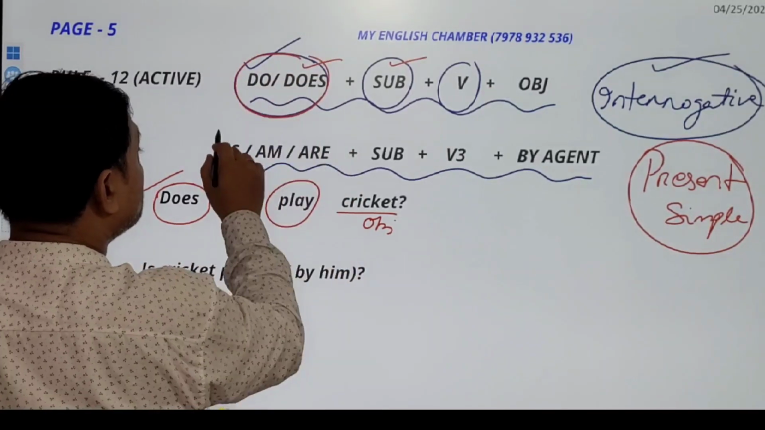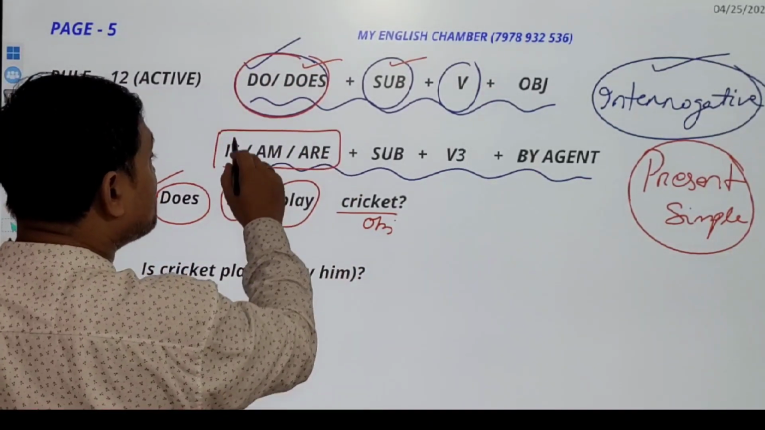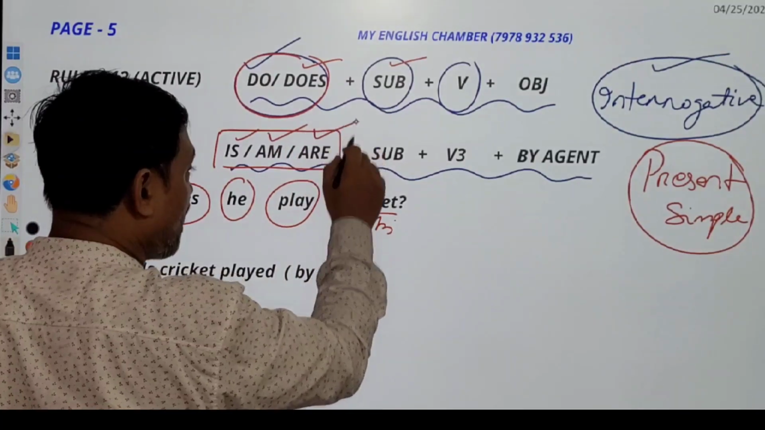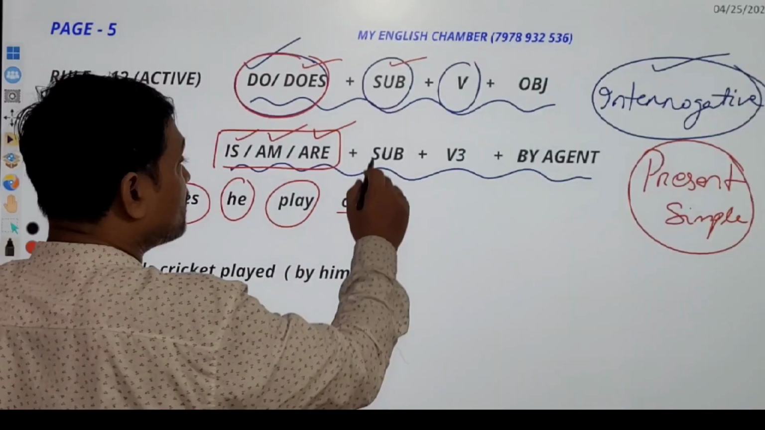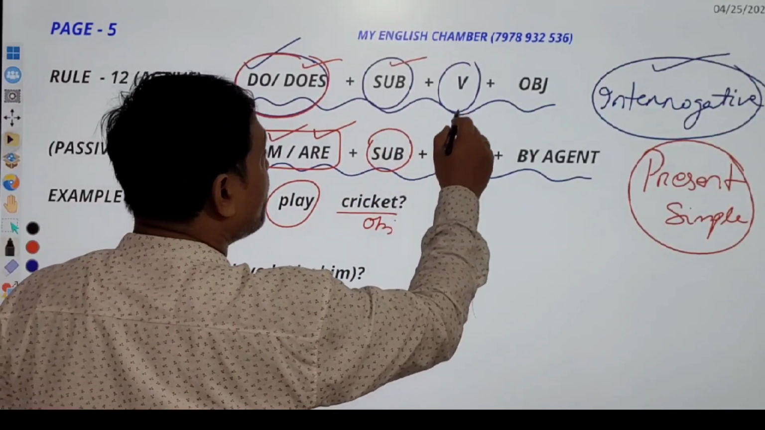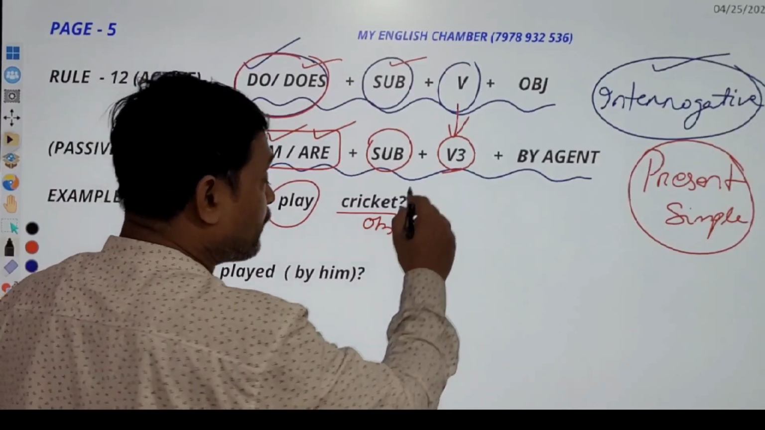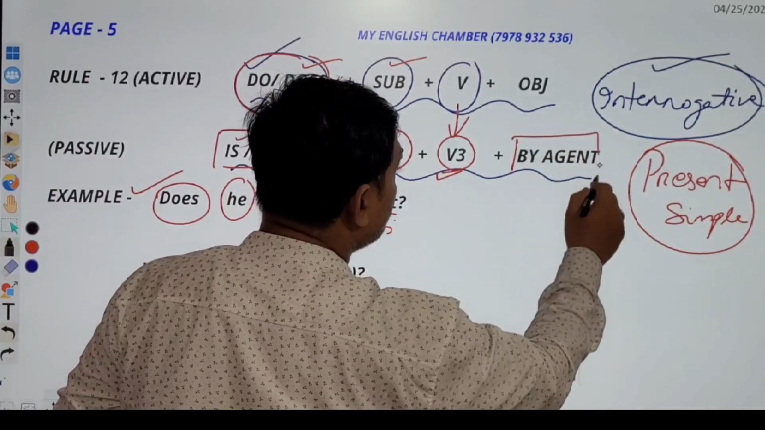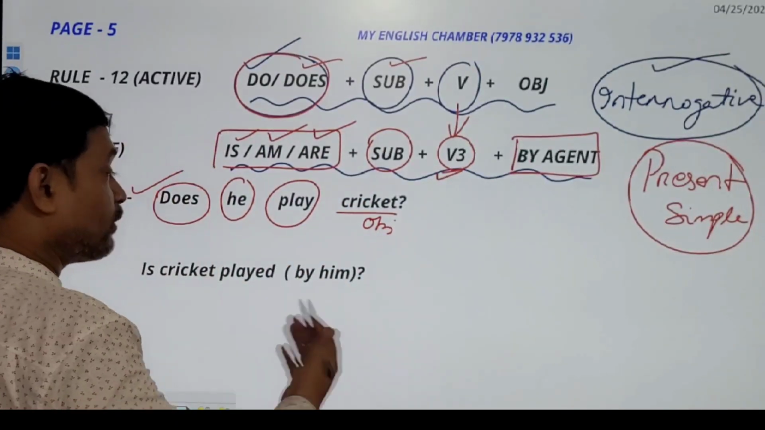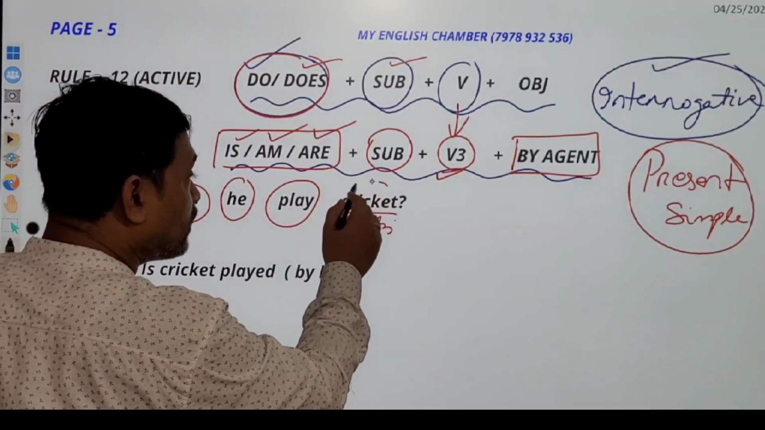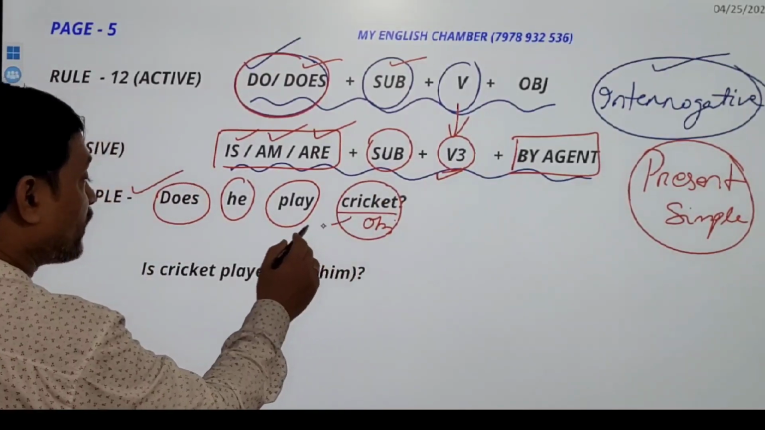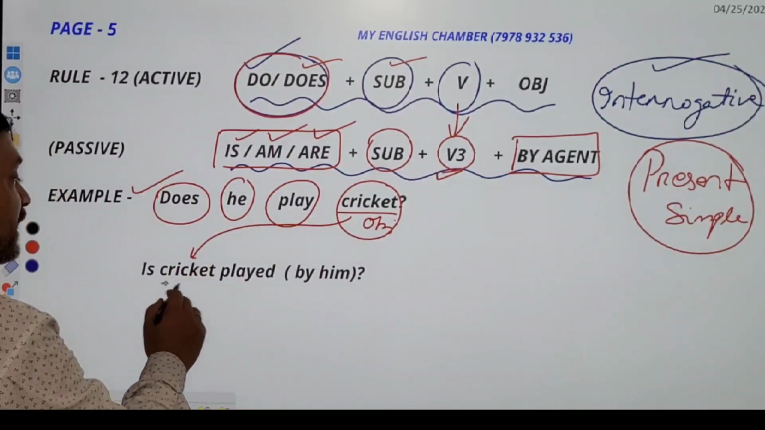For present, you should use is or am or are. Clear? Then subject. Then the past participle form of the verb. That means V3. Then by agent if necessary. Then what will be the answer? You know here cricket is object. So in passive cricket will be subject like this.